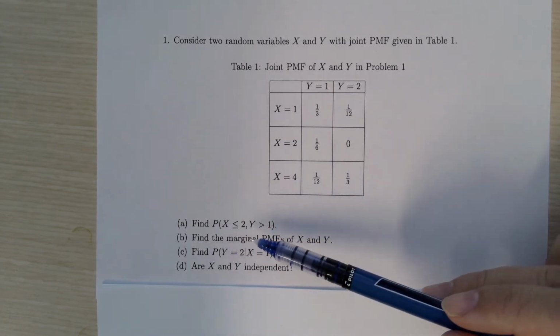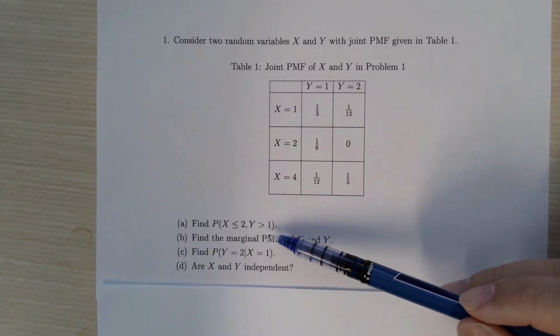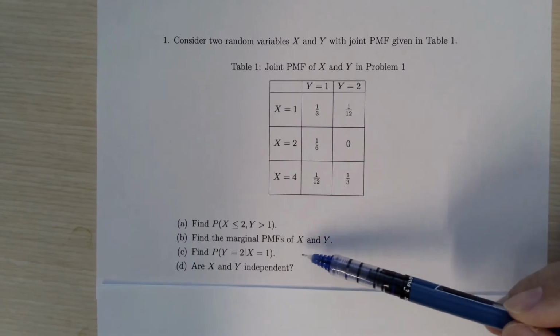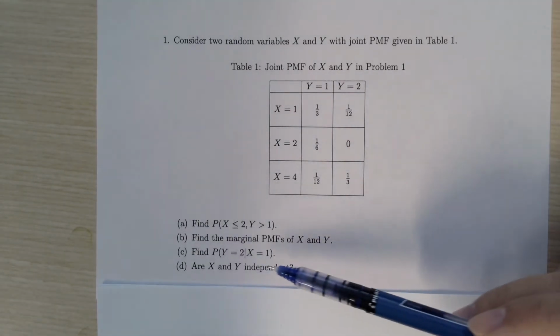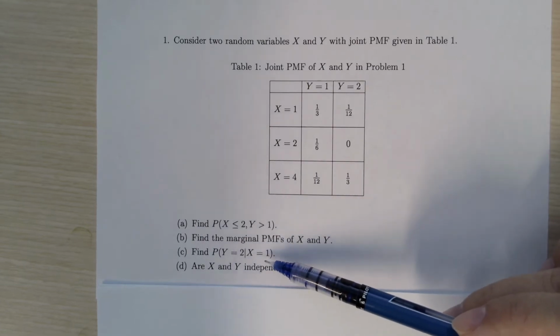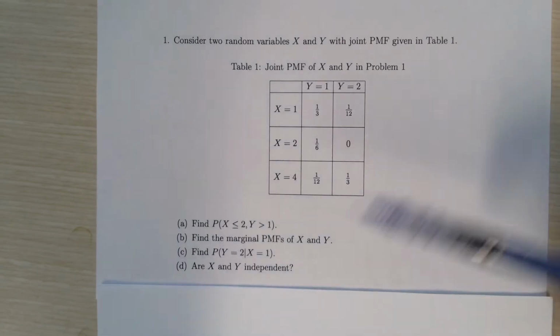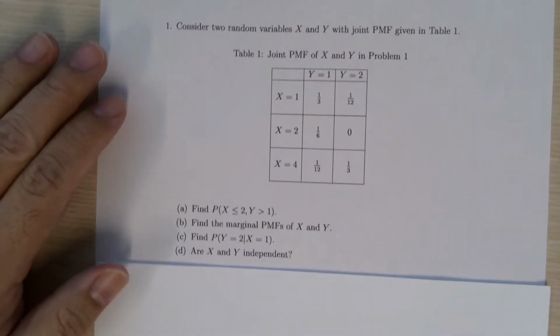What is the probability that x is less than or equal to 2 and y is greater than 1, right? And then figure out what is the marginal PMF of x and y, and then what is the conditional probability, and then lastly trying to figure out, okay, are those two independent or not. Okay, so let's start one by one.